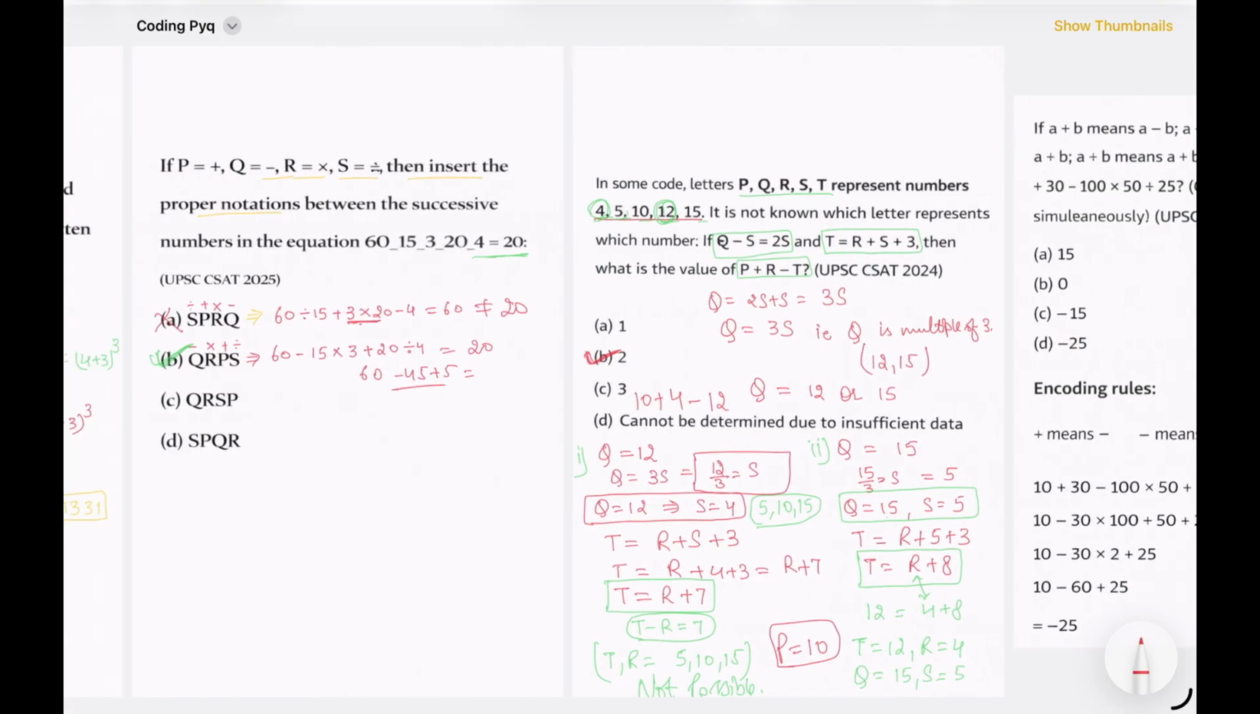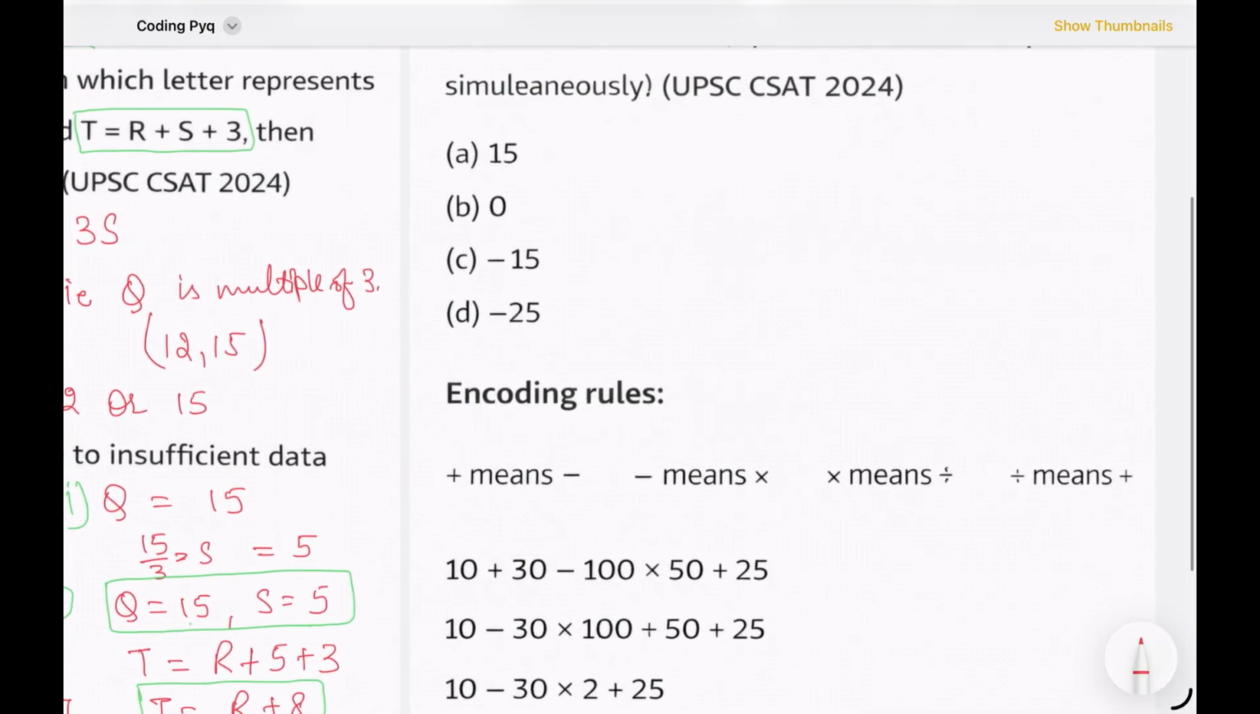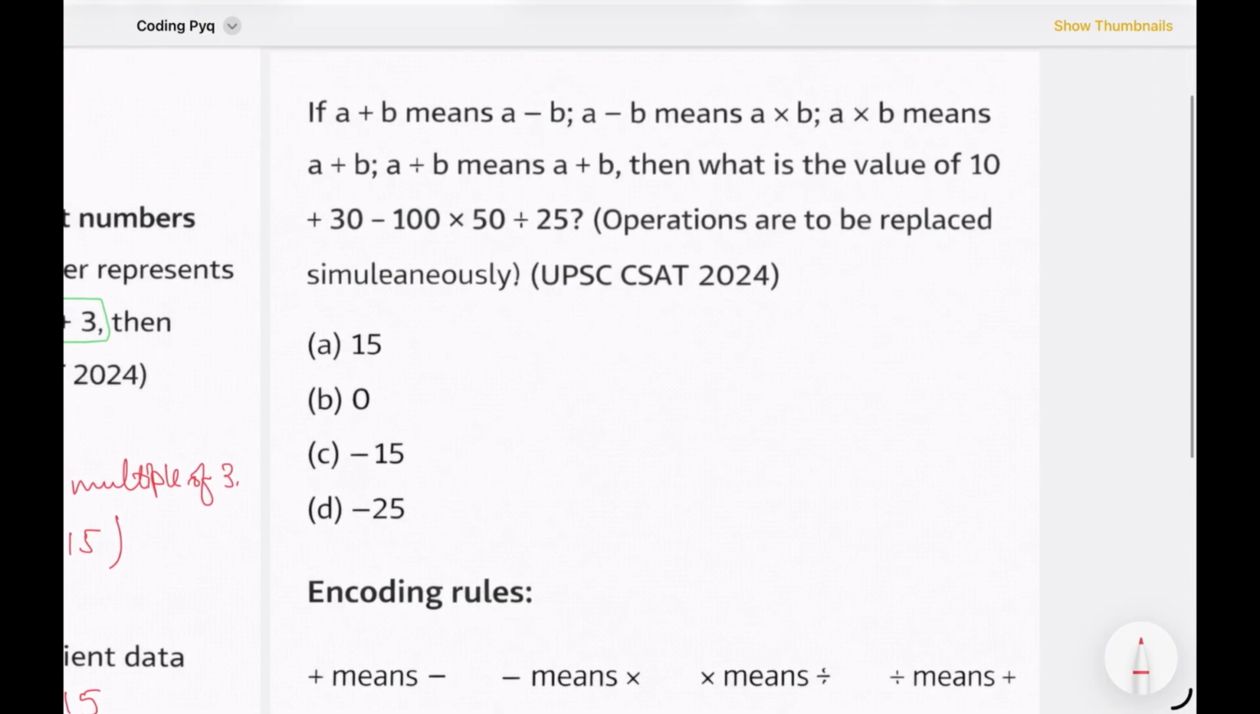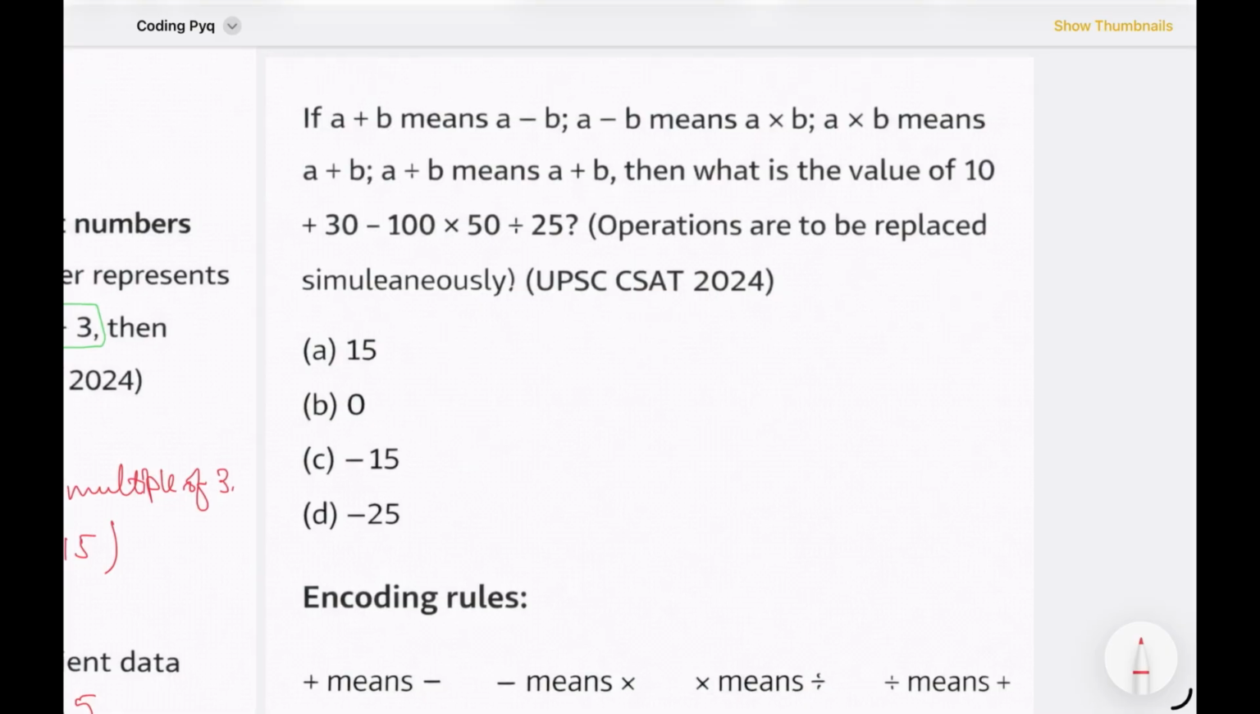Next question we have, in the 2024 examination. If A plus B means A minus B, A minus B means A into B, and A into B means A plus B, and A divided by B means A plus B, then what is the value of 10 plus 30 minus 100 into 50 divided by 25? Operations are to be replaced simultaneously.